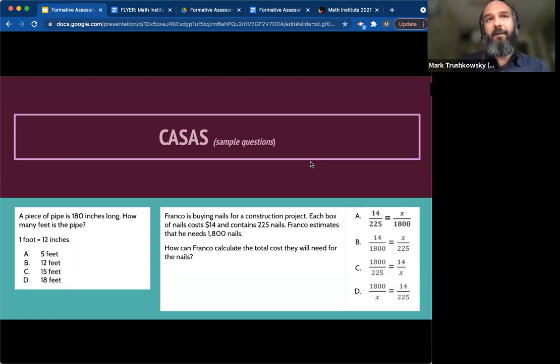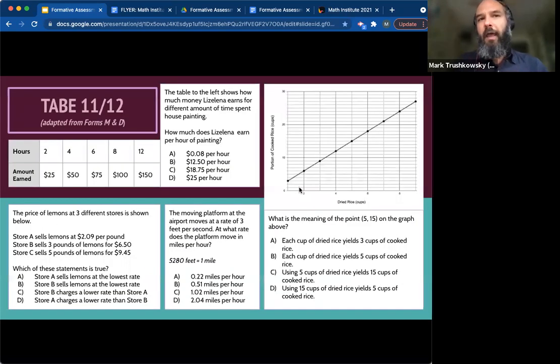So here we have the CASAS. And we have the TABE. I should have said in the beginning, all of them are sample problems that are made available, except for these TABE ones. We took the ones from the TABE's form M and D and adapted them. So you can feel free to use them. But we tried, as best as we could, to keep the structure of the problem and also the incorrect answers that are appealing.